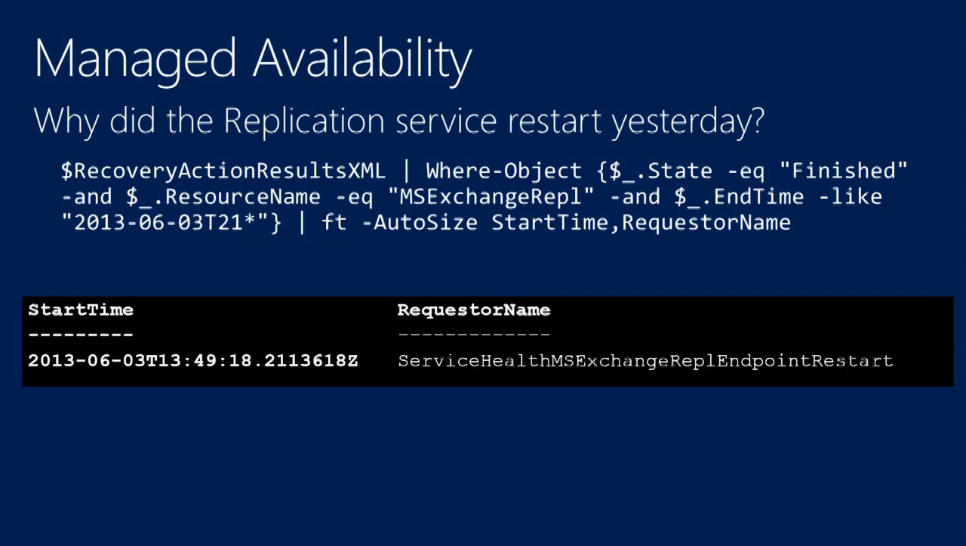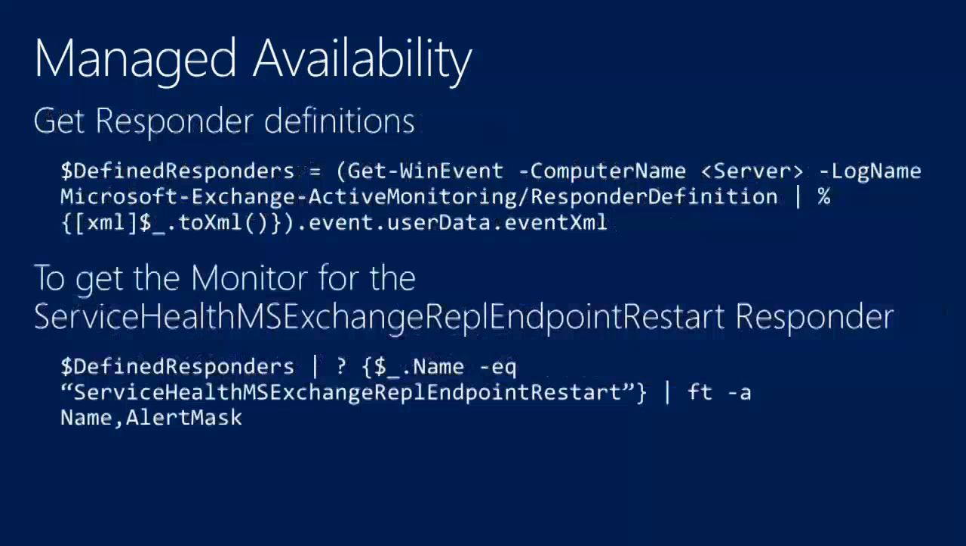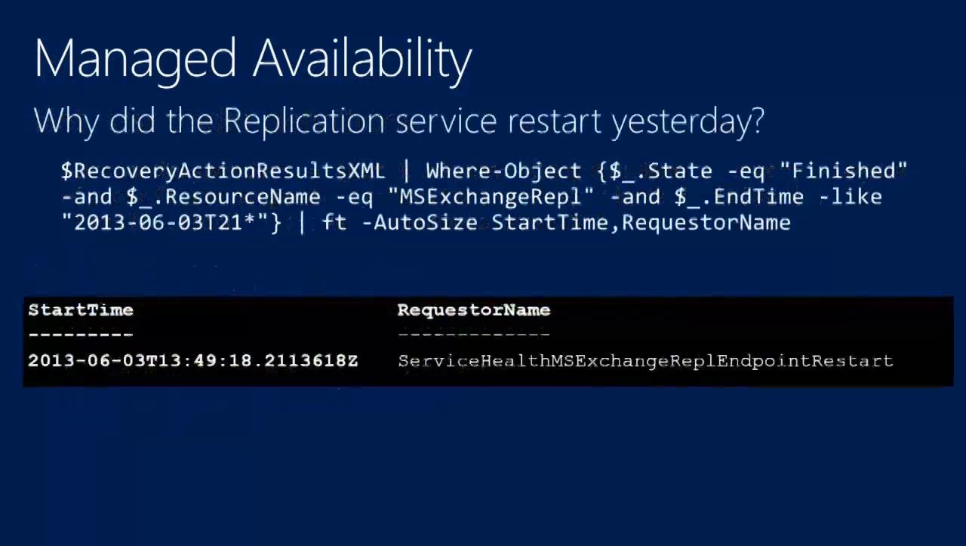Once you have that information, the next thing you want to do is find out what responder triggered that. So we're going to define another alias called DefinedResponders. And again, in this case, we're going to look in the ResponderDefinition event log, which is where we keep all of our defined responders. Once we have all the responder definitions, then we can interrogate their health. And we're specifically looking for that responder that we saw on the other slide, this ServiceHealthMSExchangeReplEndpointRestart.